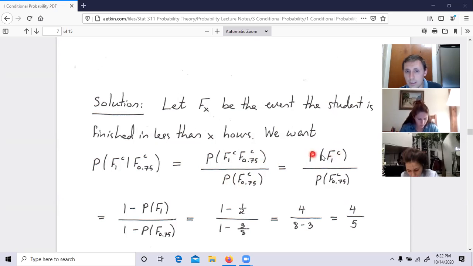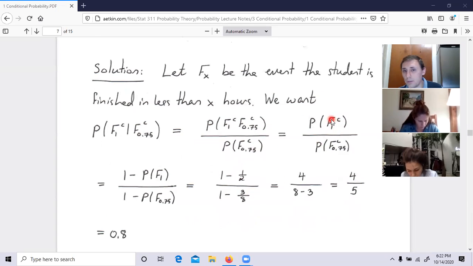Now, how do I solve this quotient? Well, the probability of the complement is 1 minus the probability without the complement. Right, so we have 1 minus the probability of F sub 1, divided by 1 minus the probability of F 0.75. What is the numerator? The probability finished before 1 is 1/2. Do you agree? The probability the student is finished within the hour is 1/2.